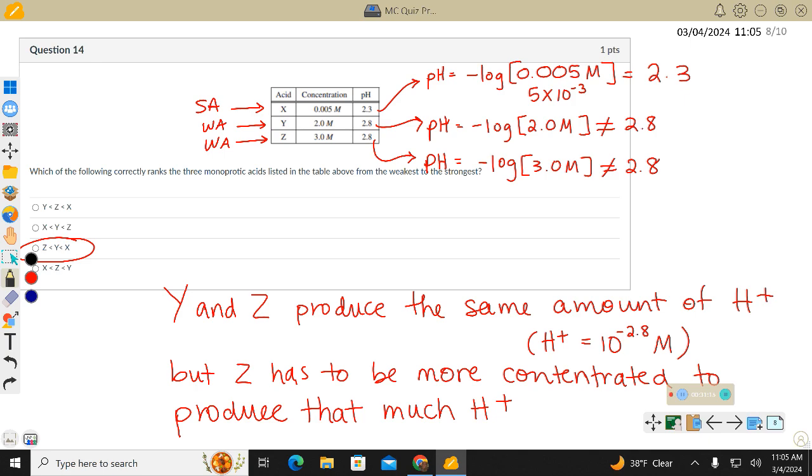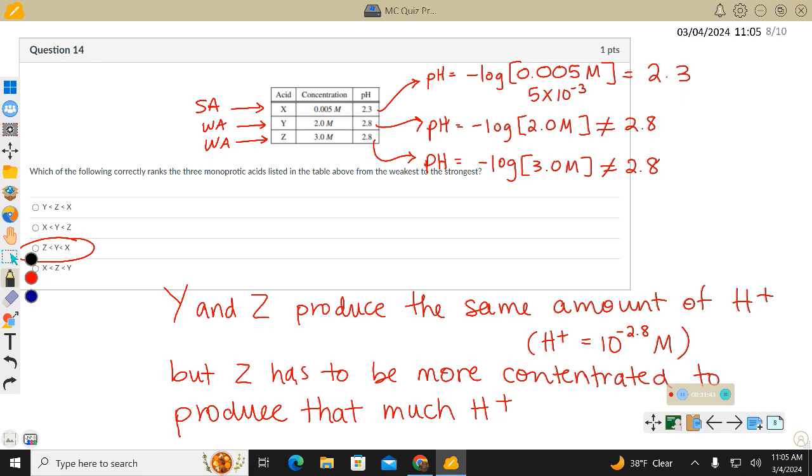Which must mean then that they are weak. So they are not giving me 2 moles or 3 moles of hydrogen. Even though they're more concentrated, they're not dissociating fully. I'm not getting that amount of hydrogen. And in fact, a pH of 2.8 means less hydrogen than a pH of 2.3. So they're way more concentrated, but yet I'm getting less hydrogen.